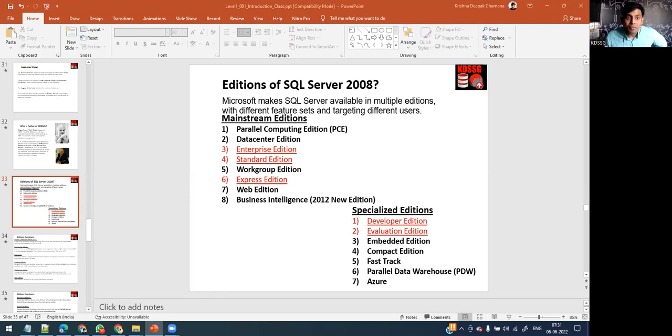Developer edition is free from SQL Server 2016. Again, sir, keep in mind the versions: 19, 17, 16, 14, 12. So from SQL Server 2016 onwards, the last 3 versions, 19, 17, 16, developer edition is free. Before these 3 versions, the developer edition was paid. You had to pay money to explore, but now they made it free.